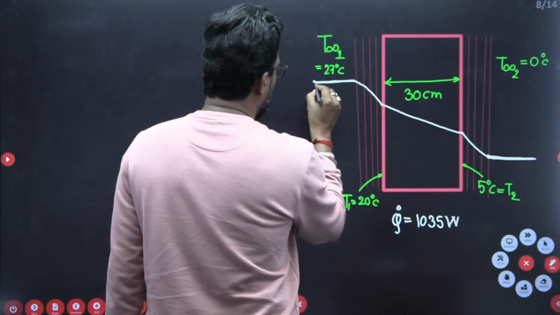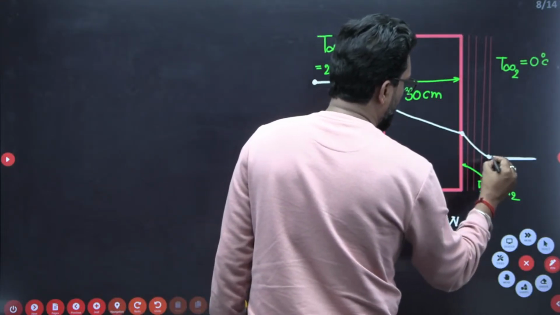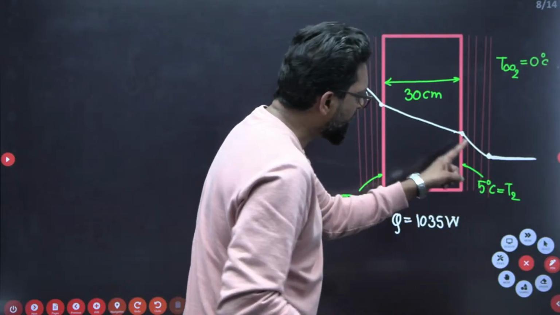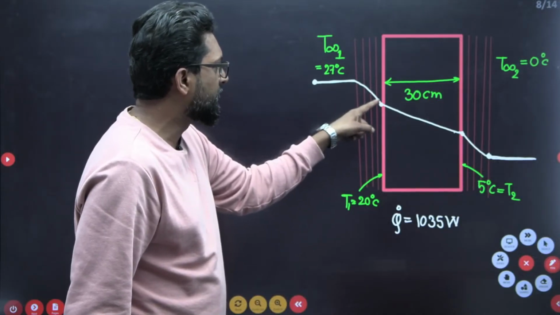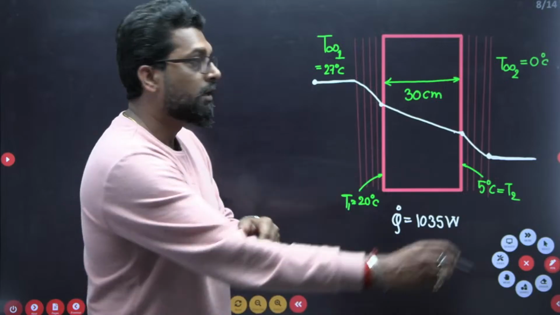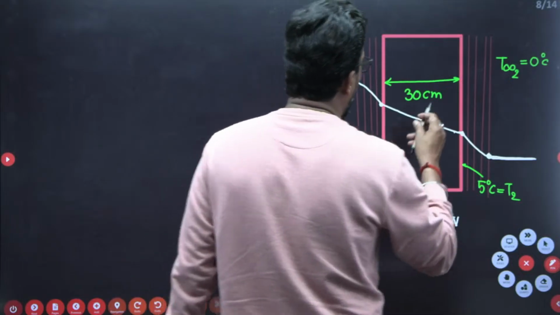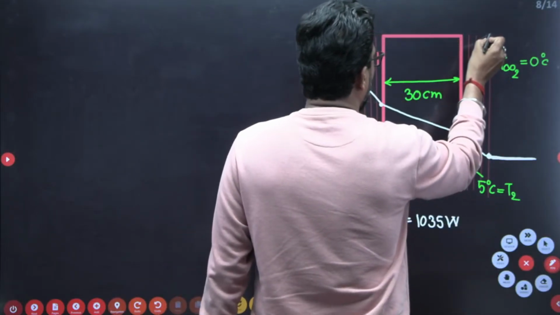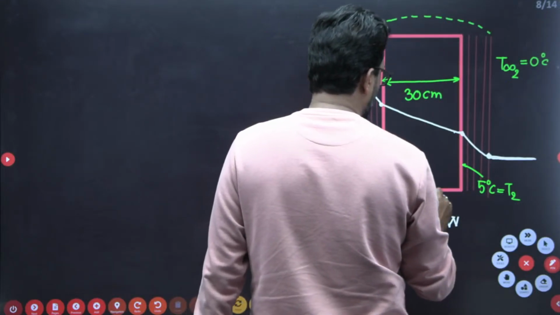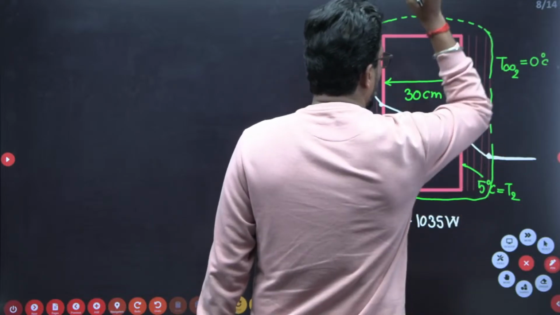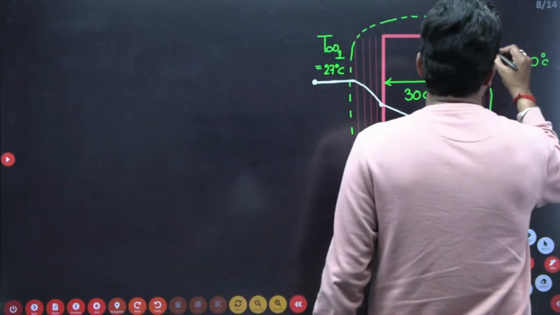So let's suppose this is your 27, this is your 20, this is your 5, and this is your 0 degrees. So from 5 to 0 degrees there is a temperature gradient, and from 27 to 20 degrees there is a temperature gradient. This is called the immediate surrounding, and this is our system. If you take all of this as a system, this is called the extended system.